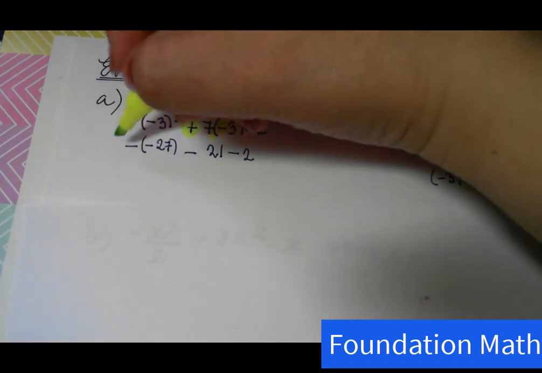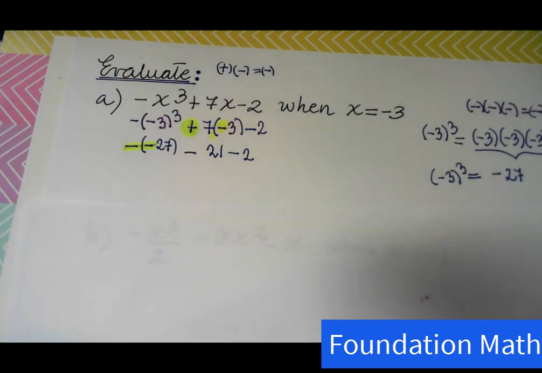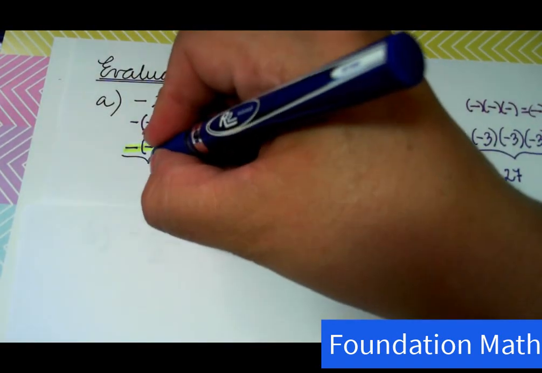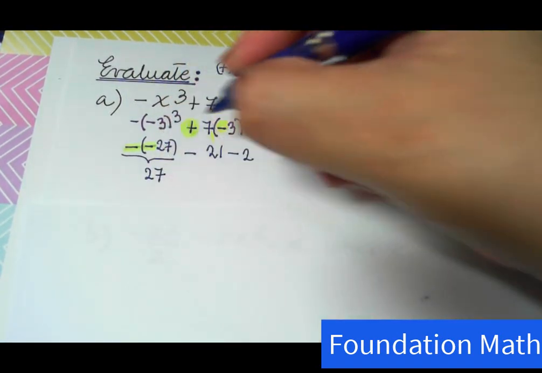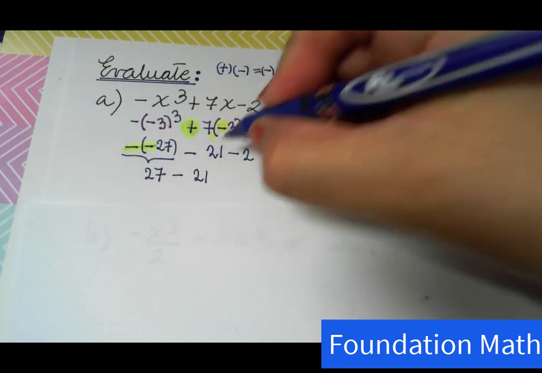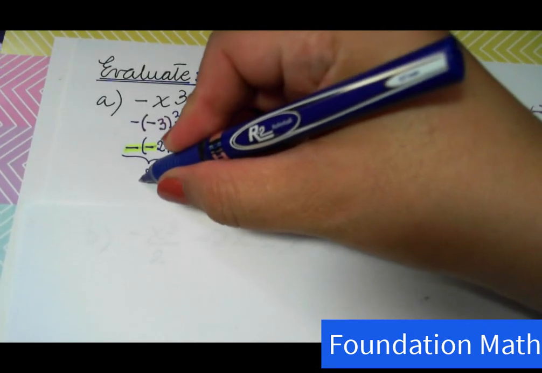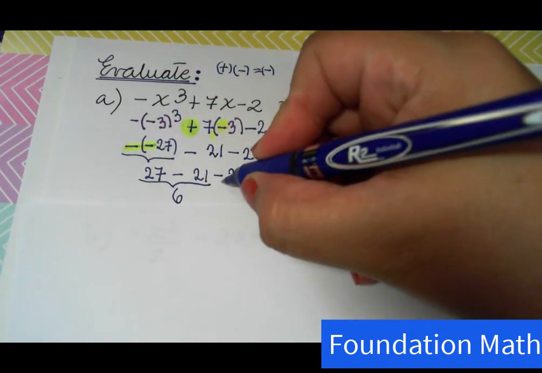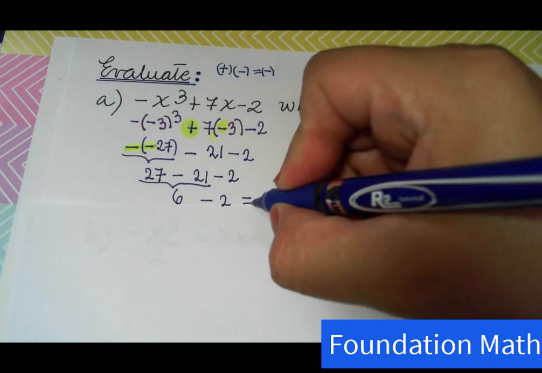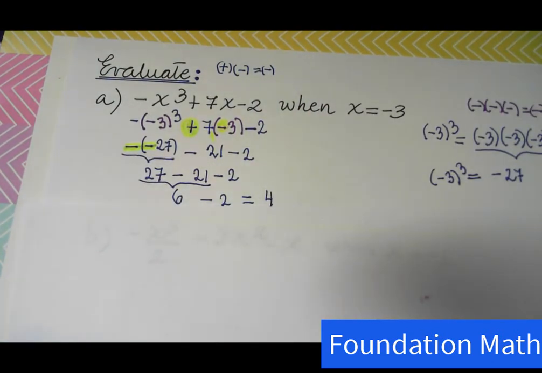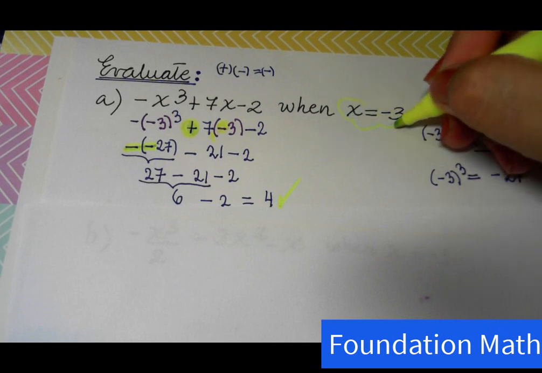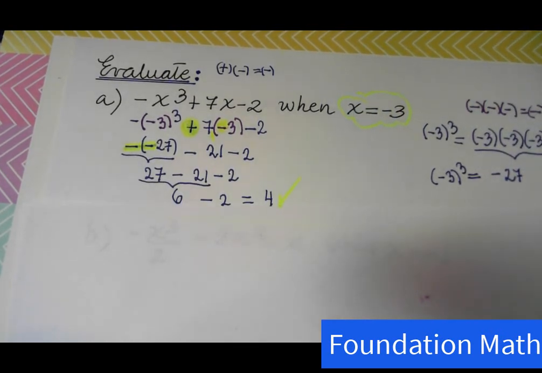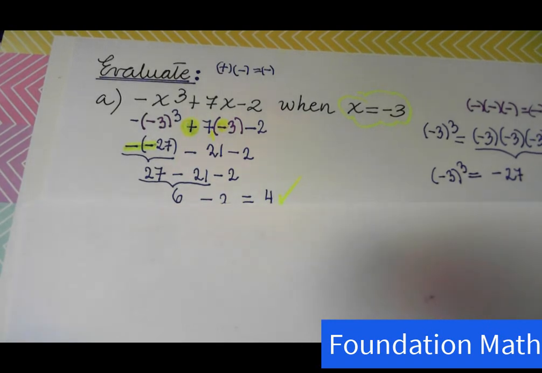Again, we have here negative and negative. Negative and negative is positive. So you just write here, from here, you just write the number 27 minus 21 minus 2. 27, you take away 21, you have left 6. 6 minus 2 is equal to the number 4. So the value of the original expression is equal to the number 4 when the value of x is negative 3. We need to be very careful with negative numbers. Okay, now we move to the next expression.